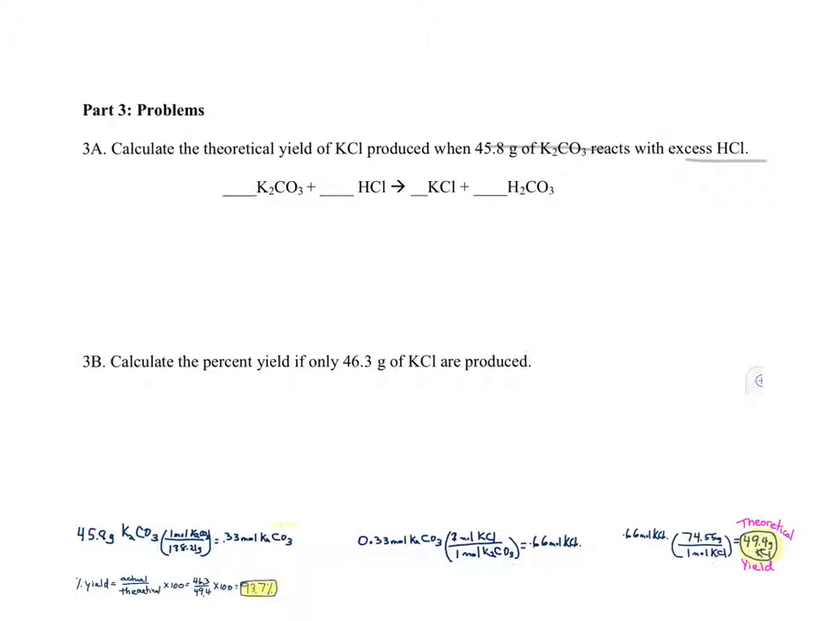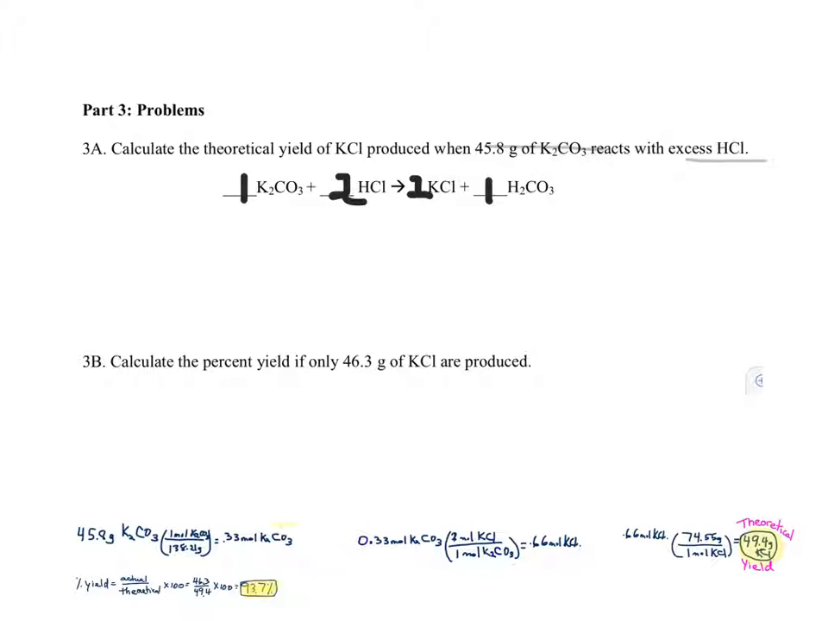So to do this, you need a balanced equation. The balanced equation is, there's two K's on the left, so I need two potassiums on the right. Now I have two chlorides on the right, so I need two hydrogens on the left. I have two hydrogens on the right and one carbonate on the left and the right. So the balanced equation is 1, 2, 2, 1.